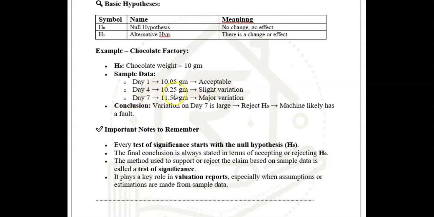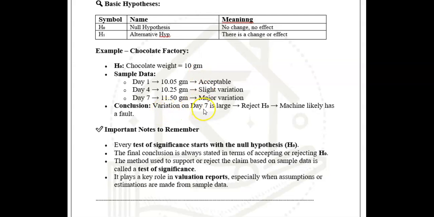Day 4, again you have checked the weight of the chocolate. It is coming 10.25 gram. This is a slight variation. Day 7, when you have checked, it is 11.5 gram. This is a major variation compared to the null hypothesis. The null hypothesis is the 10 gram.